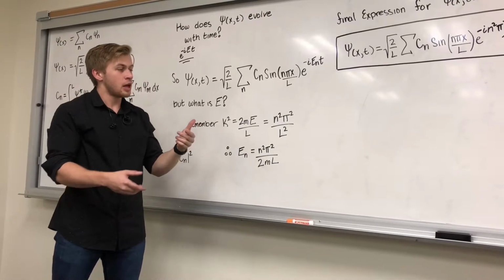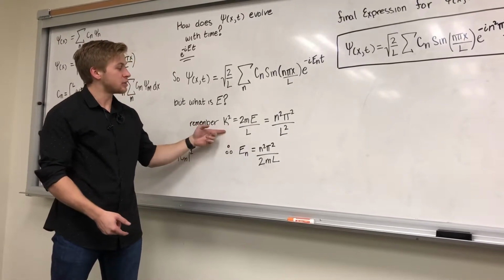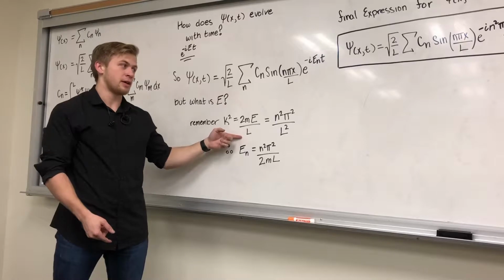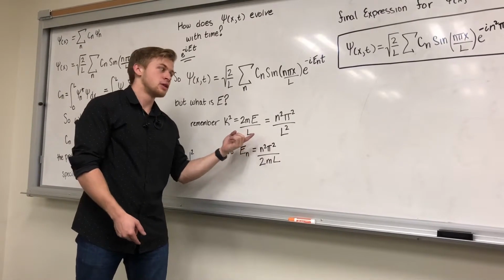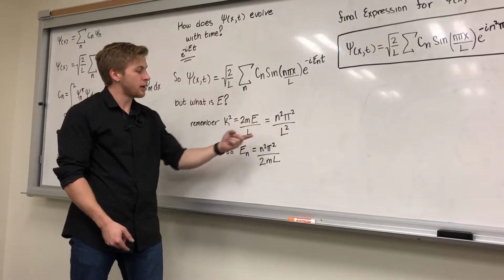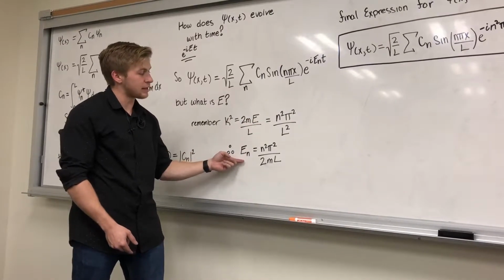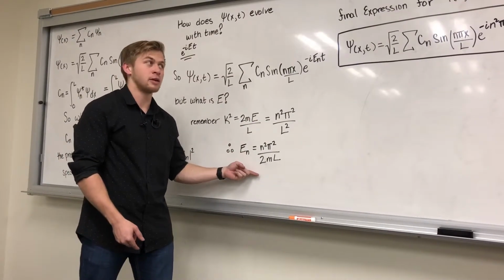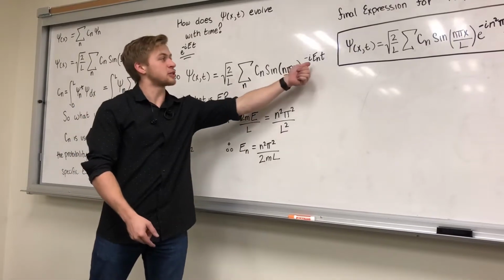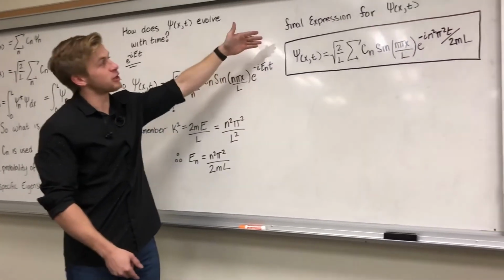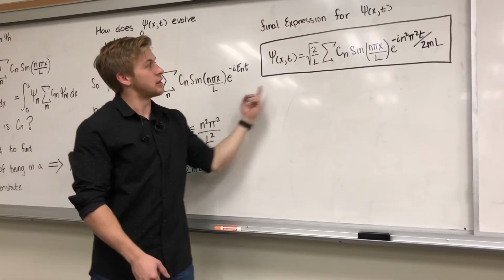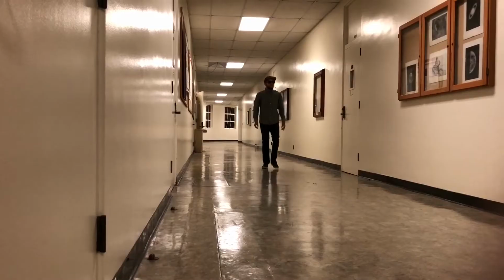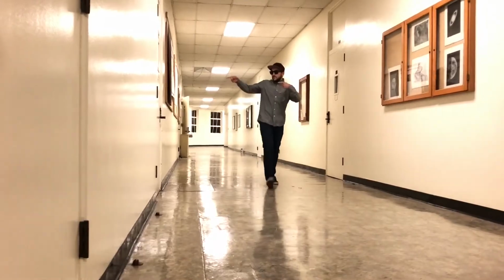Remember in step 1, we found that k squared is equal to 2mE over h-bar squared. But we also found that k was equal to n pi over L. So we can set these equal to each other and find an expression for E sub n as n squared pi squared over 2mL squared. We can then plug this back into this expression up here and get our final expression of psi as it evolves through time with this. And that's the way you do it.